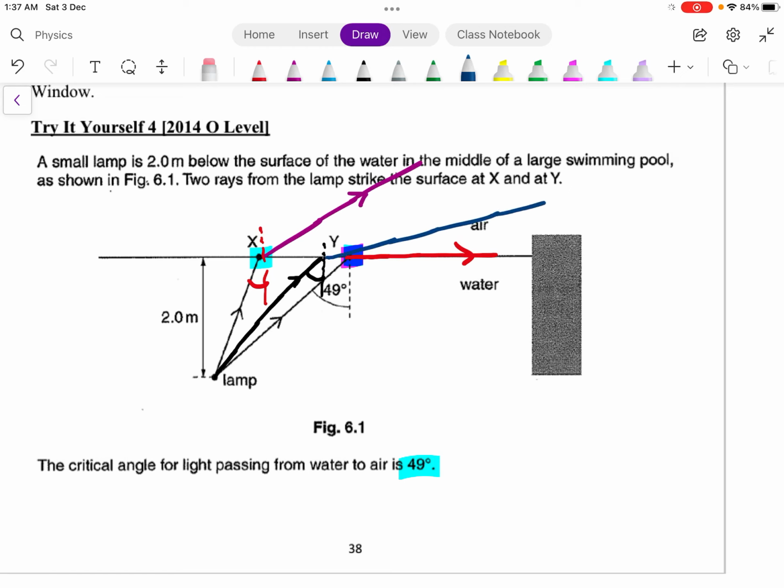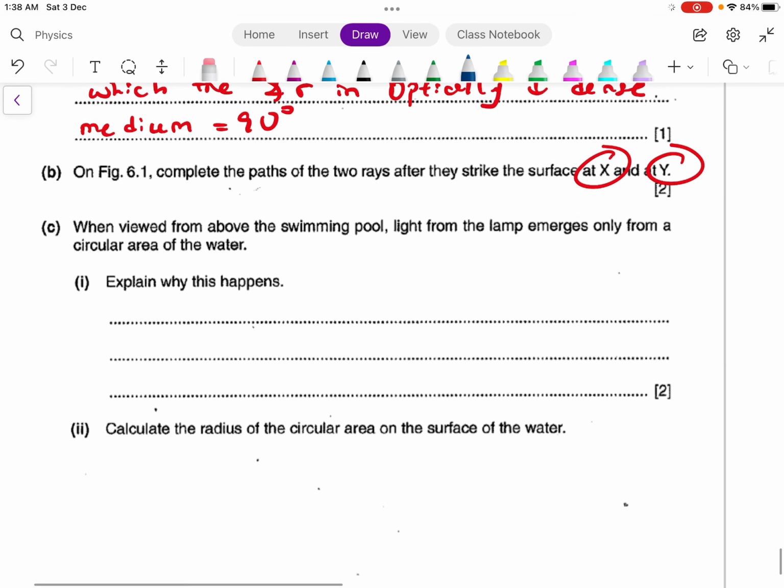So this is how I draw the different light rays corresponding to the different parts of the lamp. Okay, so part C: when viewed from above the swimming pool, light from the lamp emerges only from a circular area of the water. This is known as the Snell's window. So you can see that the light is going to form a circular area of the water.